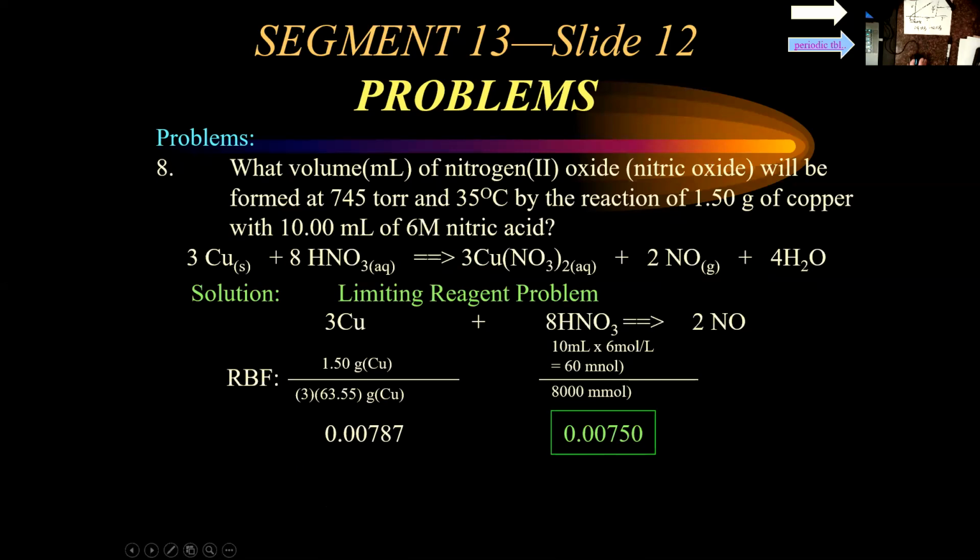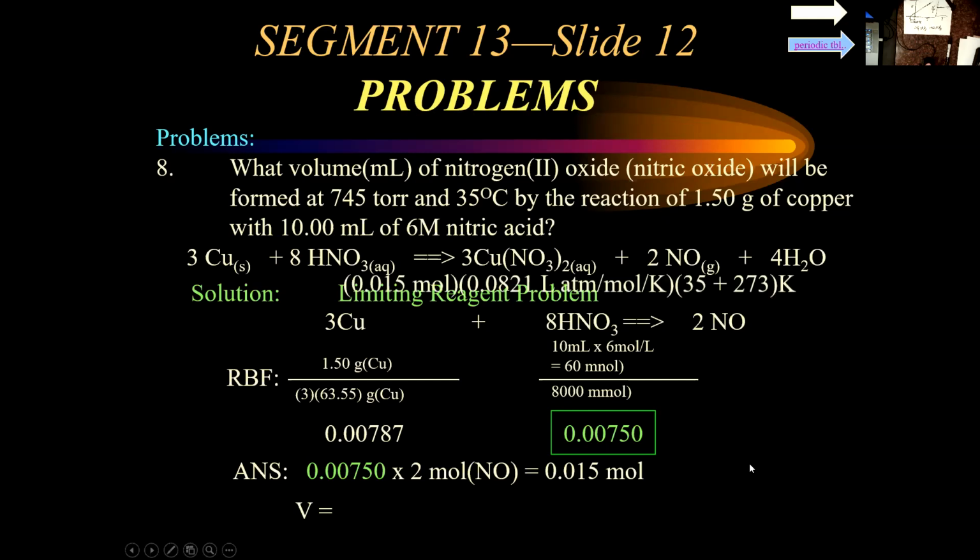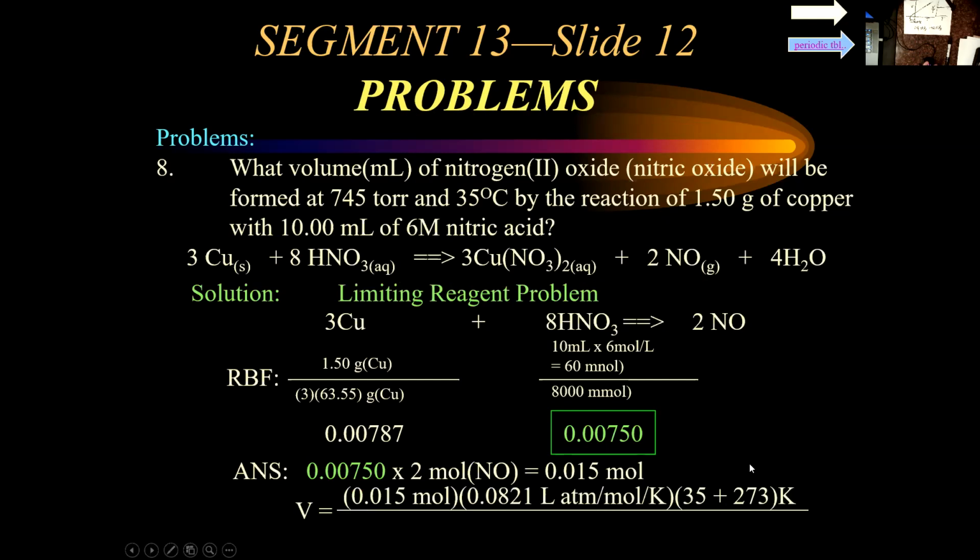So I can calculate then the number of moles that I'm going to get for the NO. So I've got this many moles. The problem wanted to know the volume at some temperature and pressure. So I have to now use the ideal gas equation and solve for the volume. There's the number of moles. There's the R constant. There's the temperature in kelvins. There's the pressure in atmospheres.